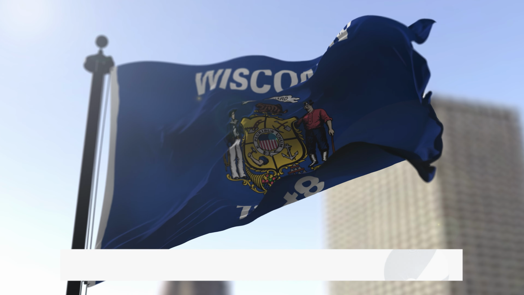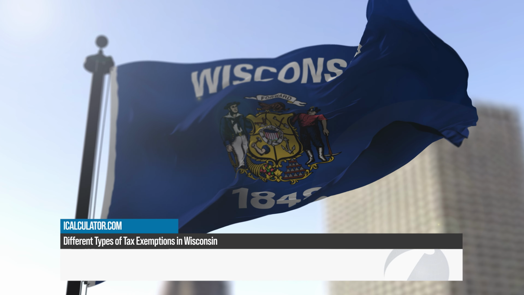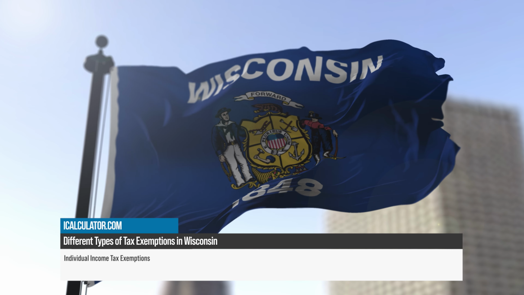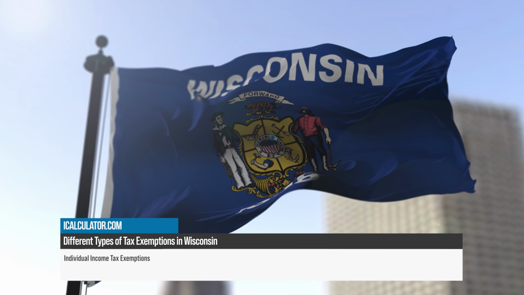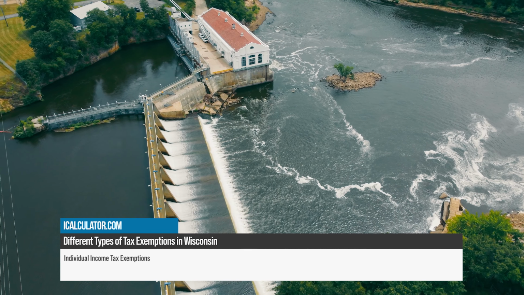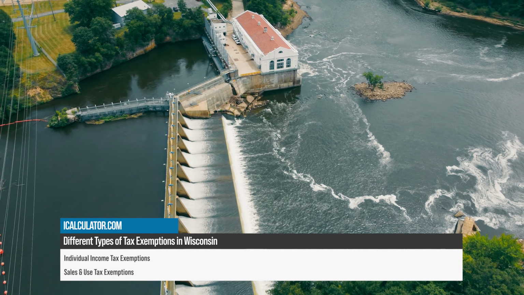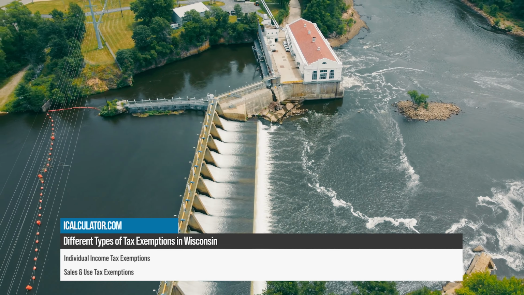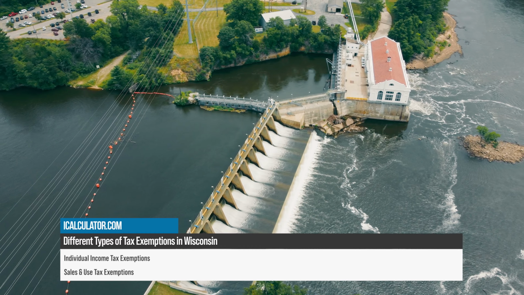There are various tax exemptions available in Wisconsin, including individual income tax exemptions. Exemptions include a standard deduction, personal and dependent exemptions, and deductions for certain retirement income. Sales and use tax exemptions. Exemptions include sales of groceries, prescription medications, certain medical services, and sales to government entities.